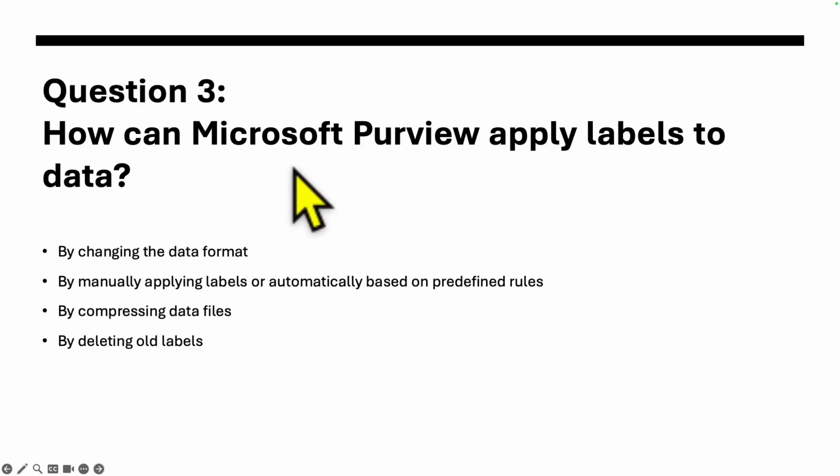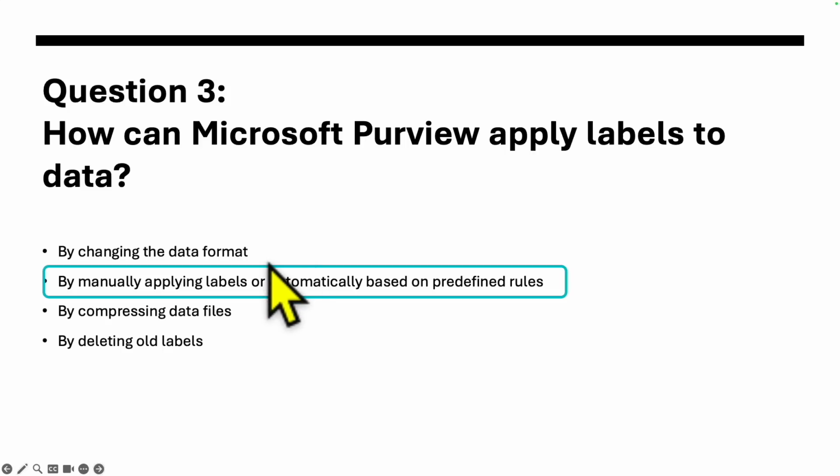The third question is, how can Microsoft Purview apply labels to the data? Is it by changing the data format, or by manually applying the label, or automatically based on predefined rules, or by compressing the data files, or by deleting the old labels? Reflect on it. The right answer is by manually applying labels and automatically based on predefined rules. We're going to go through two examples looking into these two aspects.